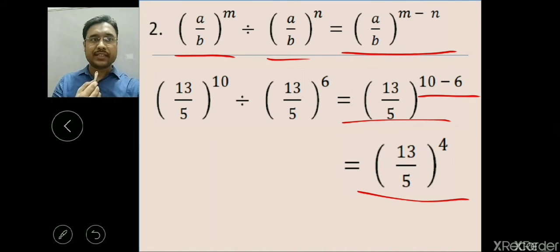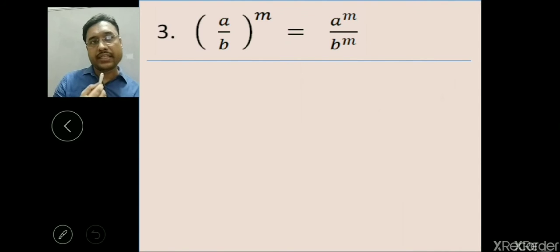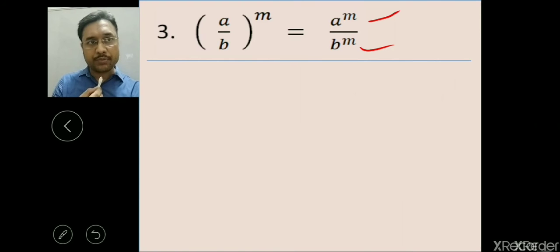Now the next formula: (a/b) to the power m. This m power you will take on the numerator and denominator both, because this m is the common power here.